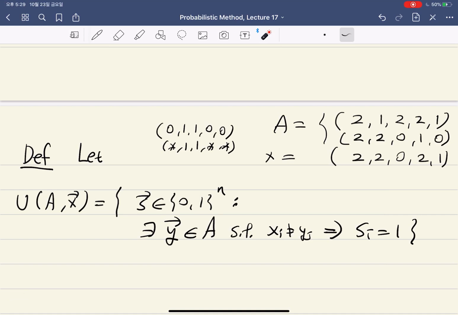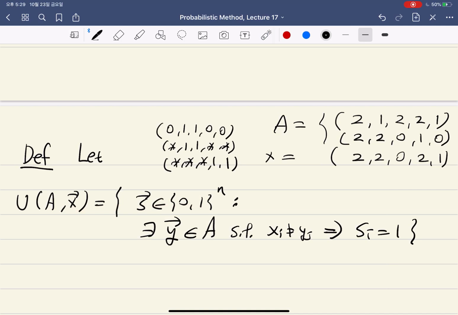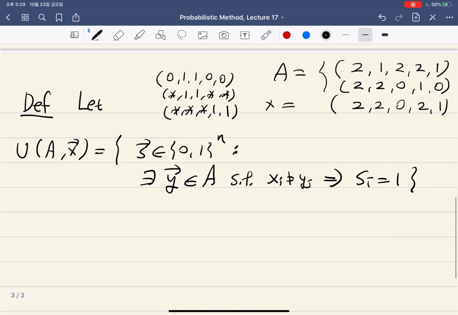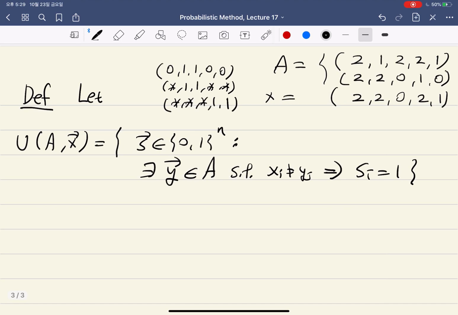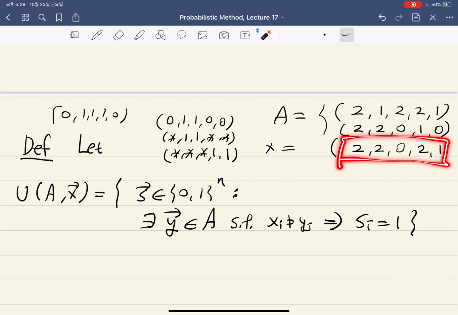And also, if we consider this and this, then the last 2 coordinates are different. So if we choose any vector which looks this way, again there are 8 vectors. All 8 vectors lie in here. So that's the definition of this U. So if we have S, say this is S, then 2, 3, 4 actually contains a set of coordinates we need to change from X to get to A.